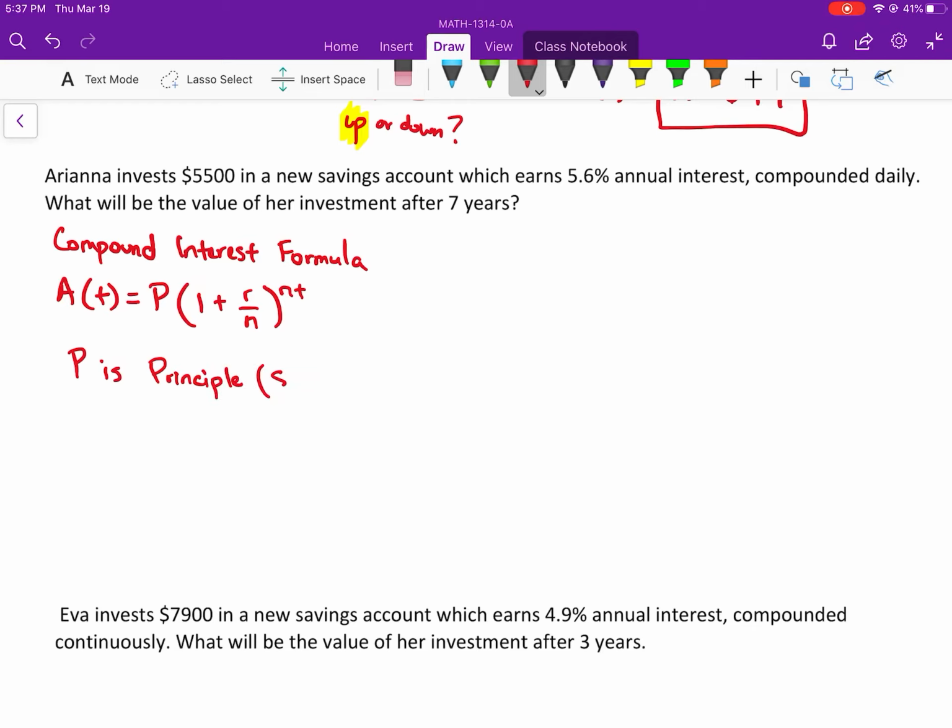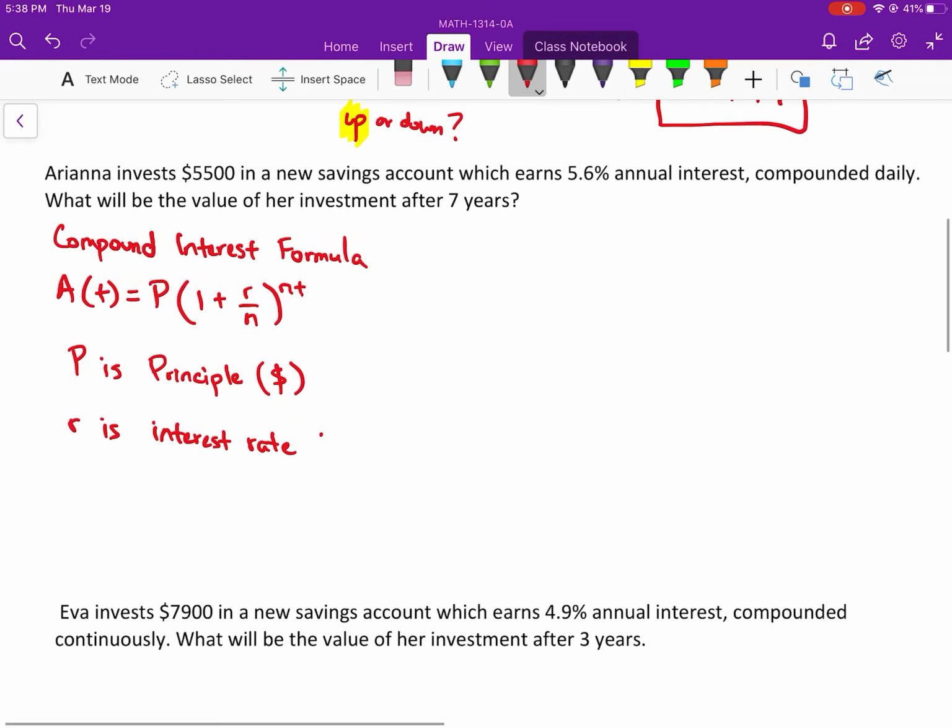And here we are talking about money. So it's the money that you're putting in. R is the interest rate, and we have to make sure that we convert that to a decimal. Okay, so in decimal form.